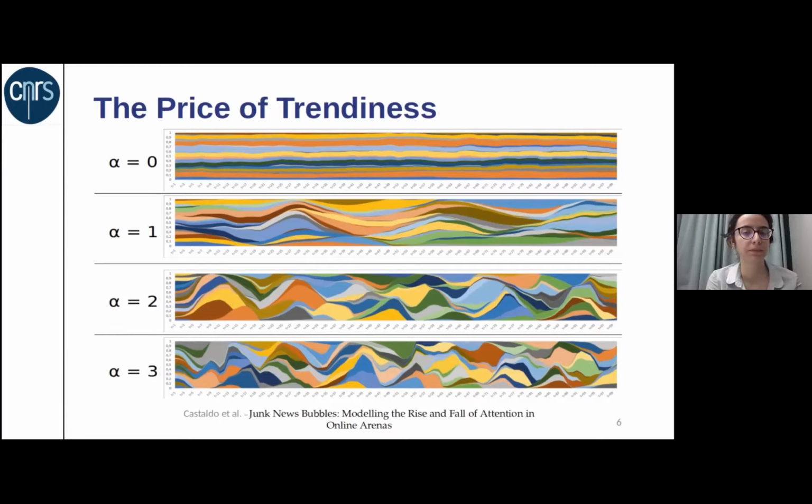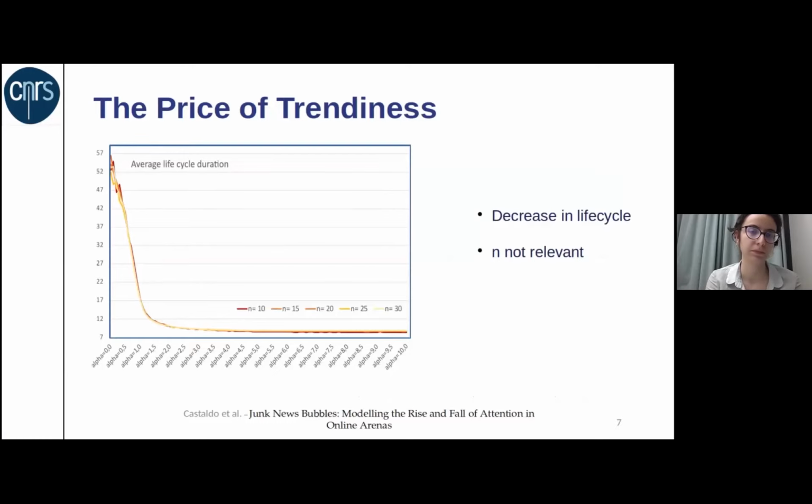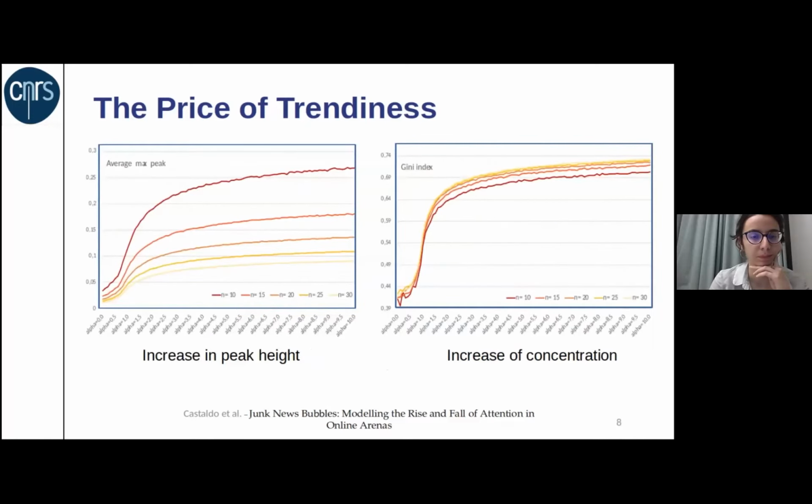Once we increase the value of alpha, we see that attention matters stay in the public attention for a shorter amount of time. As a consequence, attention matters follow each other faster, giving rise to an accelerated public debate. Let's have a look in more detail at the life cycle duration of our attention matters. We define the life cycle as the time in which an attention matter is capable of capturing attention. As we can see, by increasing the value of alpha, and therefore by increasing the weight given to trendiness in a certain platform, the average life cycle duration decreases, no matter the number of attention matters we have in our arena.